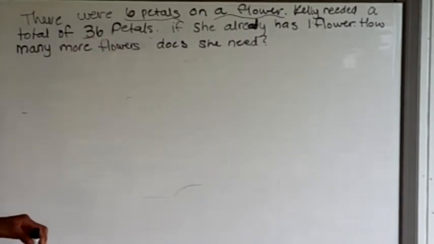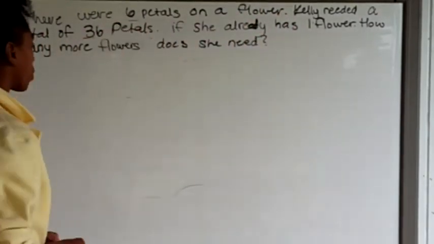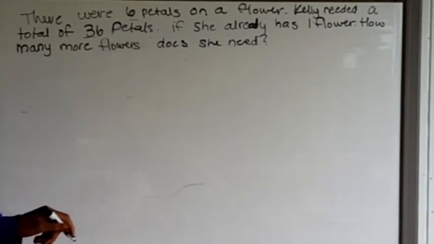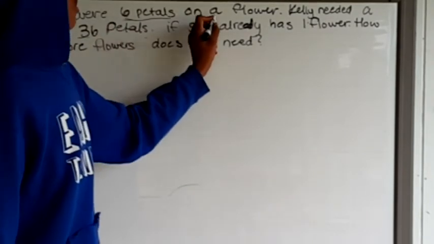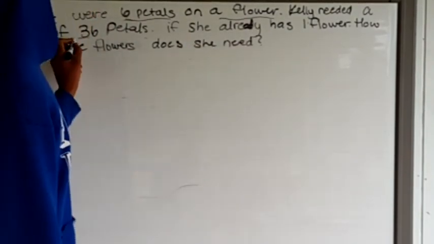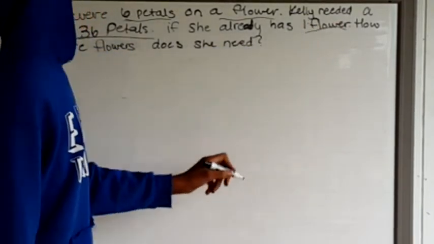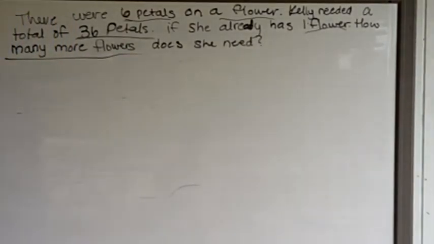Alright, so now we change this to: there were 6 petals on the flower. Kelly needed a total of 36 petals. If she already has 1 flower, how many more flowers does she need? There are 6 petals. She needs 36 petals. And she already had 4 flowers. How many more flowers does she need?